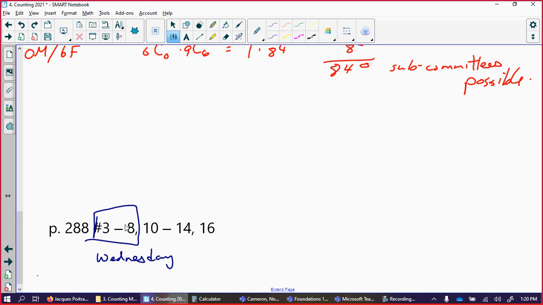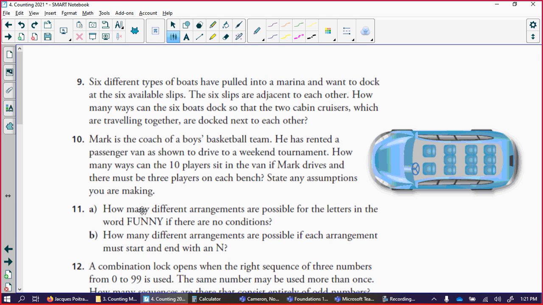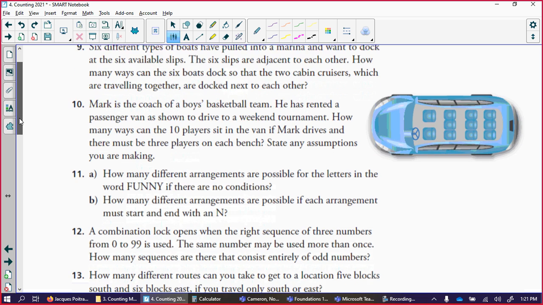So I asked you to do those the other day. If you haven't finished them, oh well. Try some of them, 10 to 14 and 16. Boys basketball team rented vans. How many different ways can 10 people sit in a van? Mark drives, and there must be 3 players on each bench. State assumptions. Mark is the coach, so Mark has to drive.